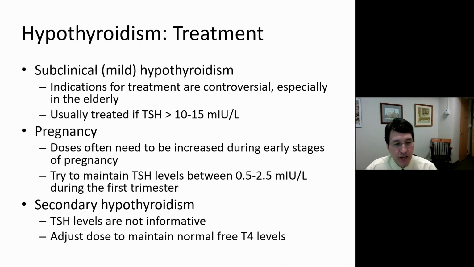When we're treating secondary hypothyroidism due to pituitary or hypothalamic dysfunction, we can't rely on TSH levels anymore. They're not informative and they're not reliable. We really start and adjust doses to try to maintain normal free T4 levels.